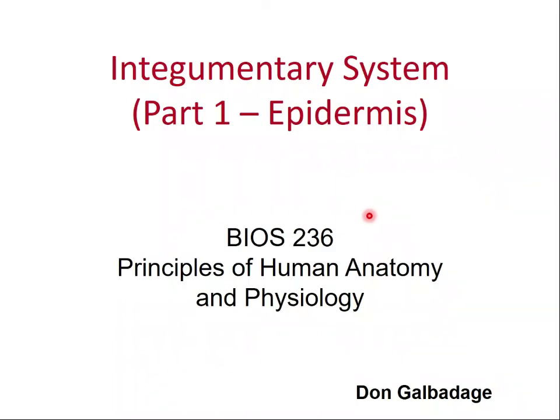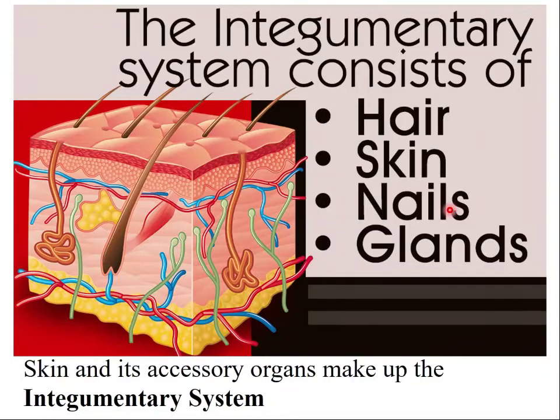In this lecture, we will discuss the integumentary system, and in part 1 we will focus on the epidermis. The integumentary system consists of hair, skin, nails, and glands associated with the skin. So skin and all associated organs make up the integumentary system. Here we see a cross section of the skin and different organs that are associated with its function.